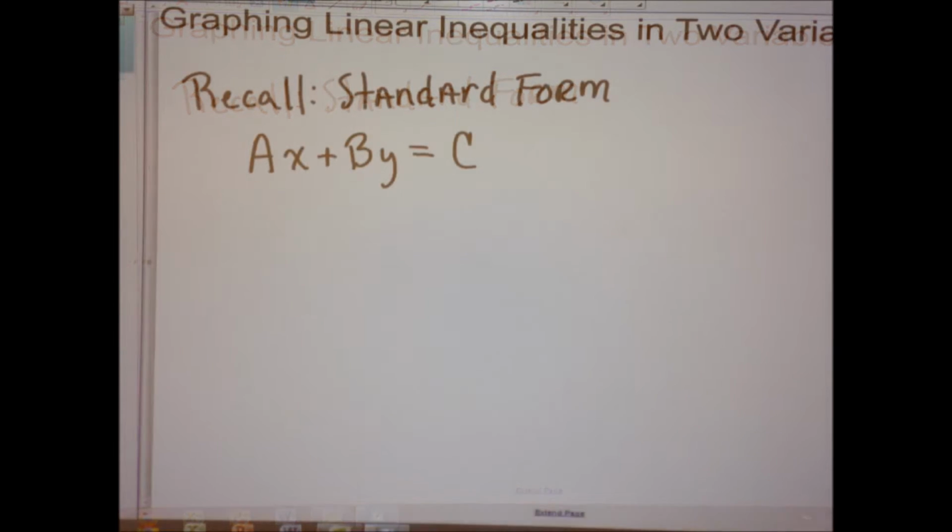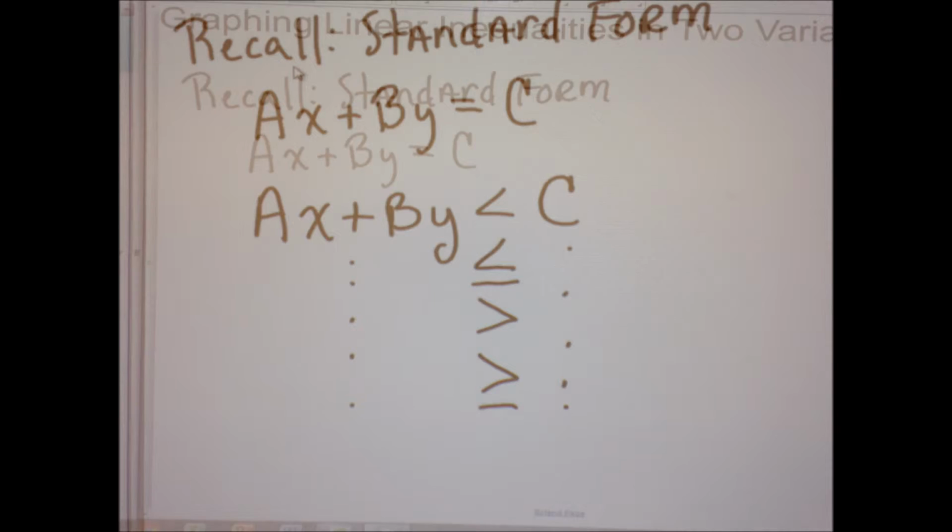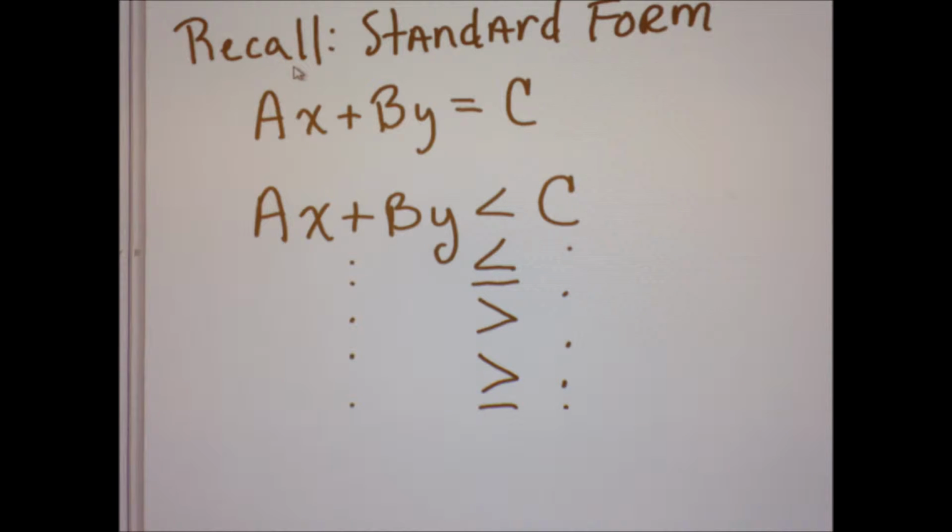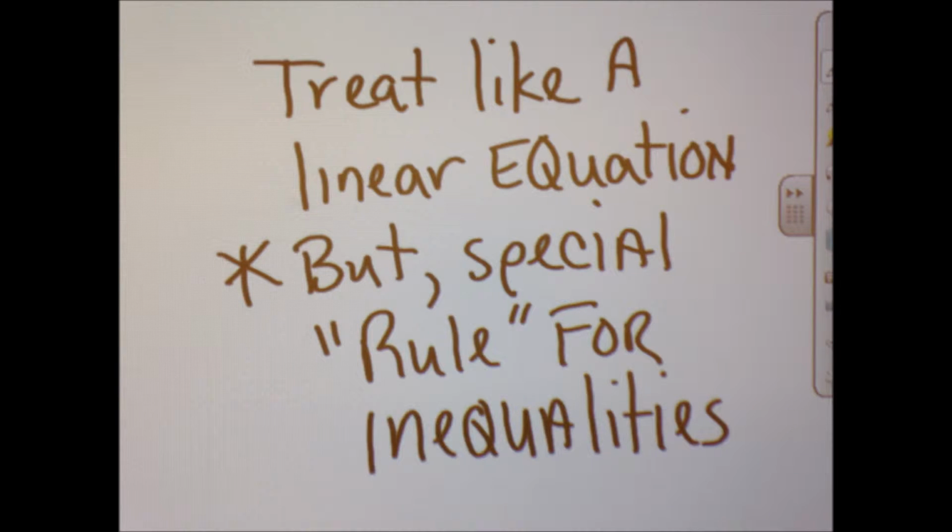This is ax plus by equals c, where a and b are the coefficients of the variables and c is a constant. This is the same as for the inequality, where instead of equal, we have less than or equal to, greater than or equal to. We treat these just like an equation, but remember the special rule for the inequality.